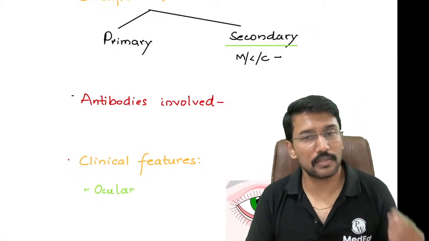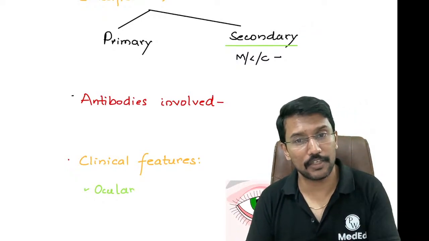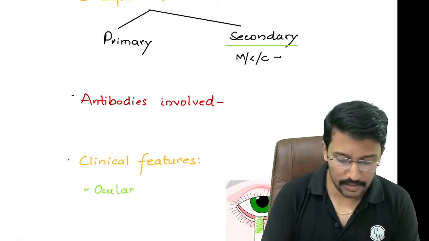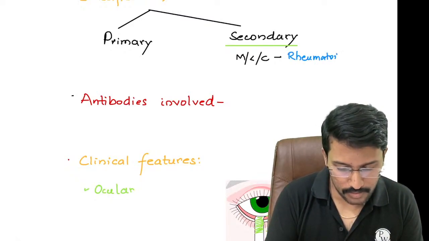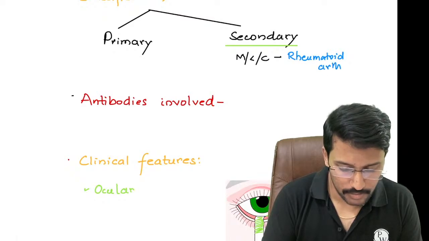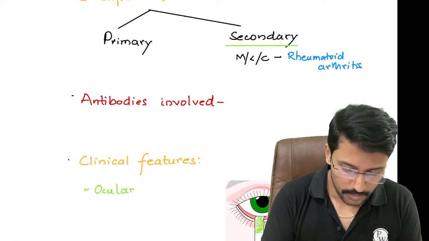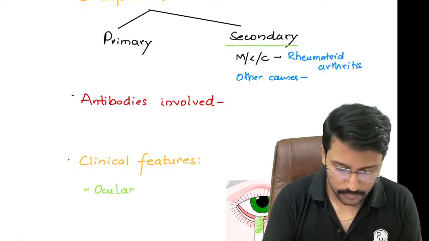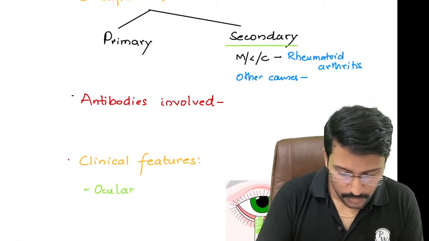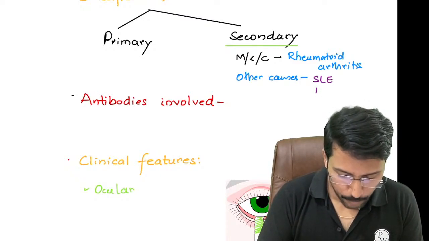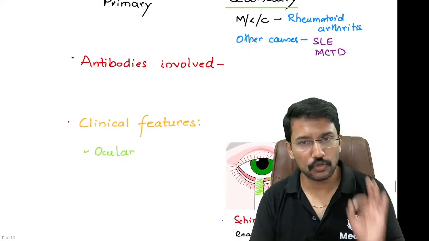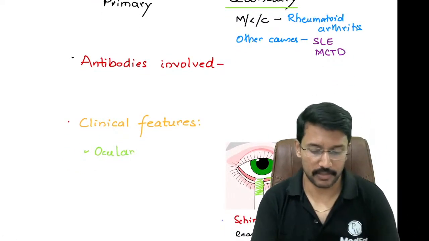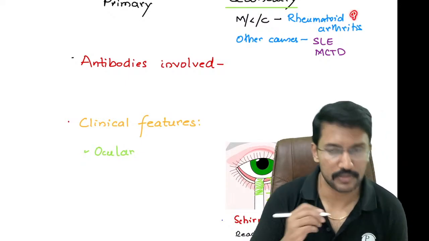Then the question will come: what is the most common cause for secondary Sjögren syndrome? It is not SLE. The most common cause for secondary Sjögren syndrome is rheumatoid arthritis, right? The other causes include SLE and mixed connective tissue disorder. These are the other causes. What is the most common cause for secondary? Rheumatoid arthritis. That is going to be an MCQ for us.